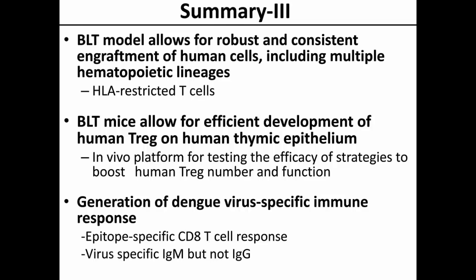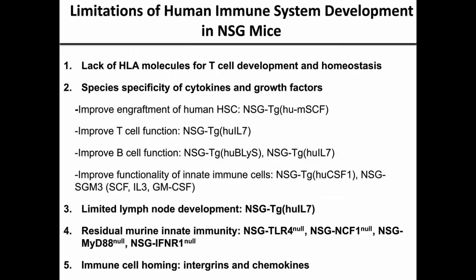So the final discussion slide is to really talk about the limitations of these humanized mouse models. A number of laboratories, including ours, have made significant progress in making these useful, but there's still room for improvement. And these are listed on the next slide. Basically, there's a lack of HLA molecules being expressed in these mice that are important for T cell development and for homeostasis. So a number of labs, including ours, have developed NSG animals or other strains expressing human HLA.